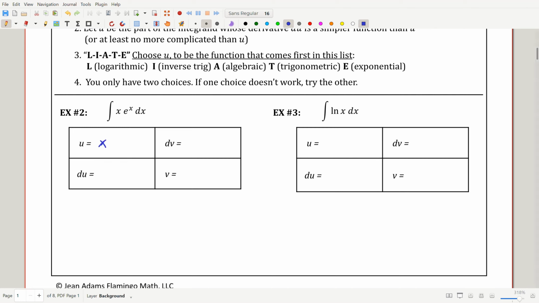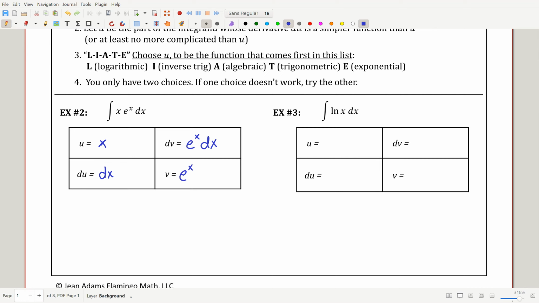And my dv is the remainder of my integral. So we're going to say e to the x dx. And then we are going to take the derivative of u and integrate v. So the derivative of x is 1, so I'm going to write dx. And when I integrate e to the x dx, I get e to the x. Cool. All right. And now I'm just going to follow my formula.